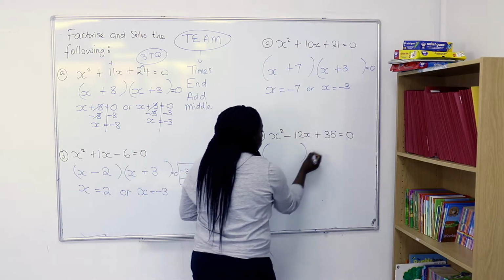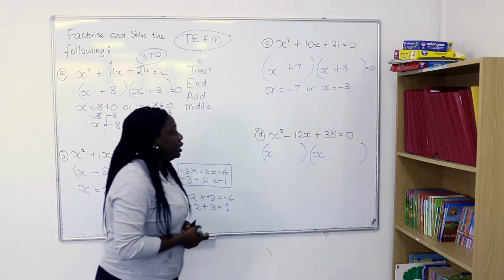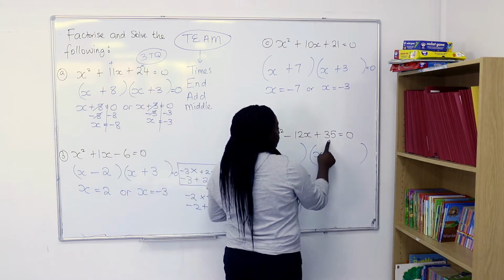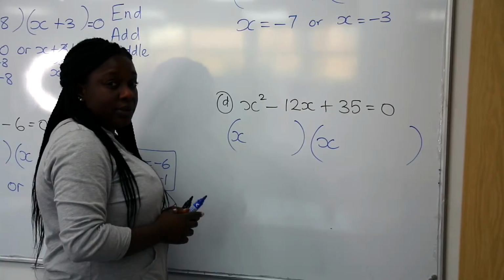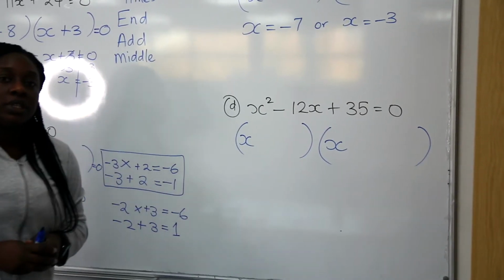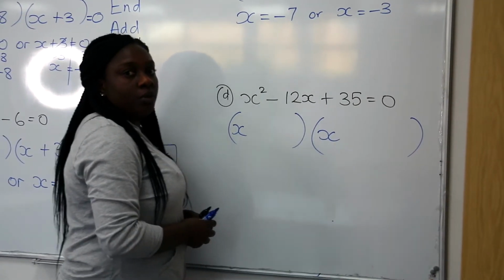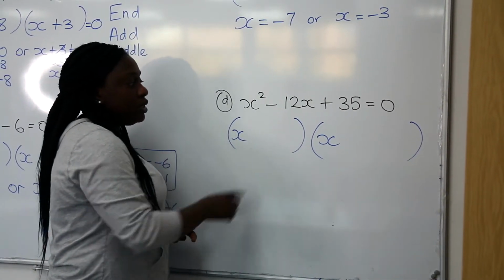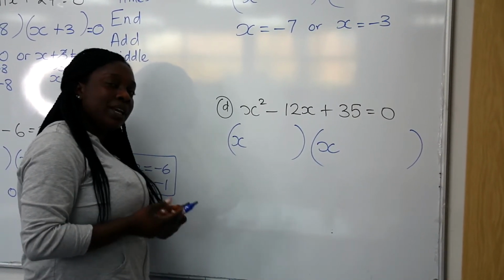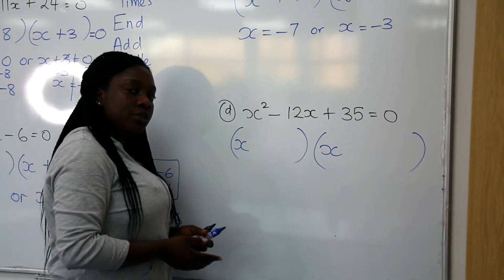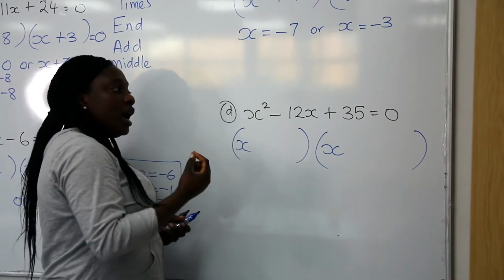Last example, two brackets, x in each one of them. Start with the end number, which is 35. What two numbers will times together to give 35? I'm going to go with 7 and 5. But when we add 7 and 5, we need the two numbers to give us a negative 12. If you add 7 to 5, you get a positive 12. So that's no good. We need the answer to be a negative 12 when we add them.